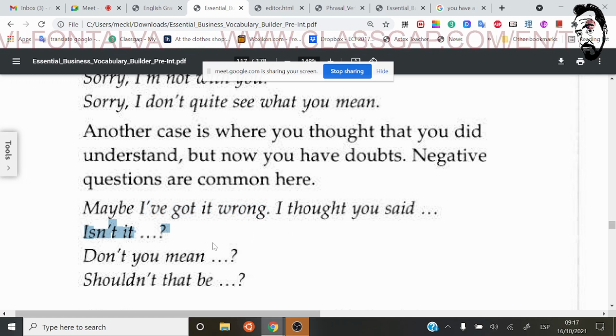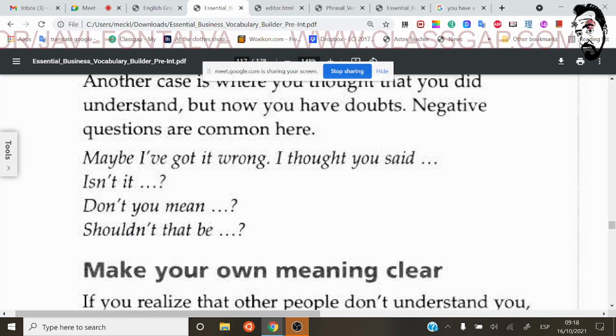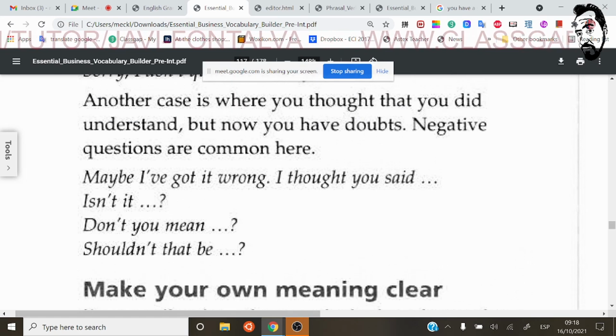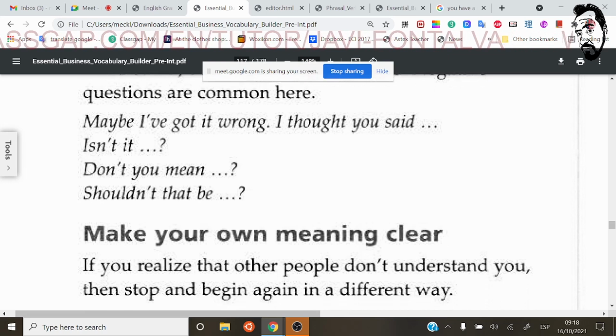Or for example, another one. Isn't it? No es blah blah blah. O no quieres decir, don't you mean blah blah blah. O shouldn't that be? No debería ser. Okay. Easy, yeah. Very very useful, by the way. Shouldn't that be? Sería como. No debería ser. Shouldn't that be? Do you mean? Don't you mean? No quieres decir. Okay. So you can use this maybe if you think it's different, yeah. A lo mejor la persona te dice un precio, pero tú piensas que es otro precio. I don't know.